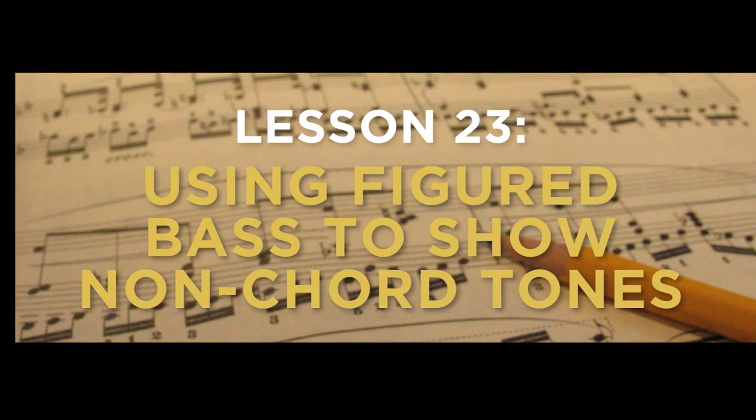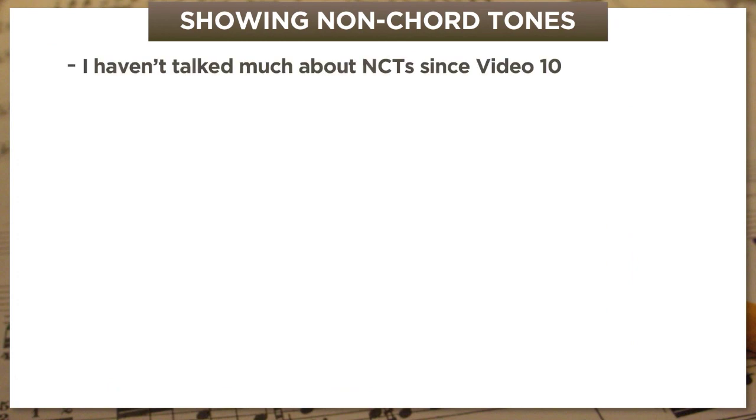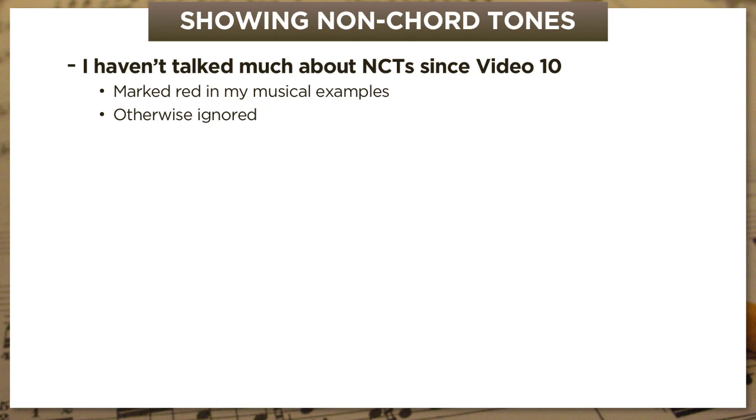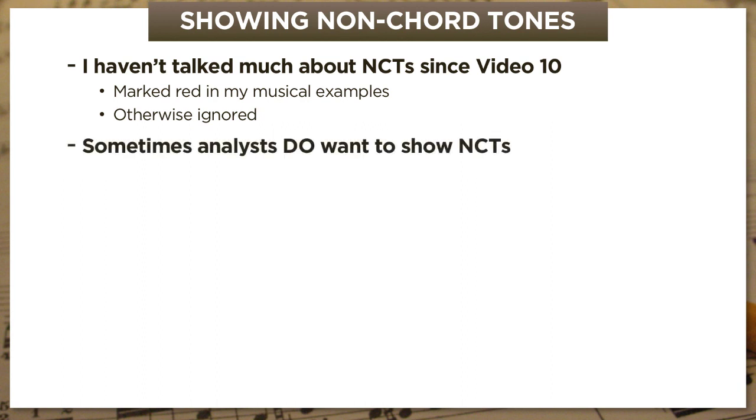If you've been watching the whole series, you'll know that I haven't talked about non-chord tones very much since video 10, when I did my little show and tell of all the different types. I've been pretty consistently marking them in red in my musical examples, but that was mainly just to show you which notes I was leaving out of my harmonic analysis. But even despite the color coding, I'm just doing what analysts do most of the time, which is basically to ignore non-chord tones. But sometimes analysts do want to formally address non-chord tones in their analysis.